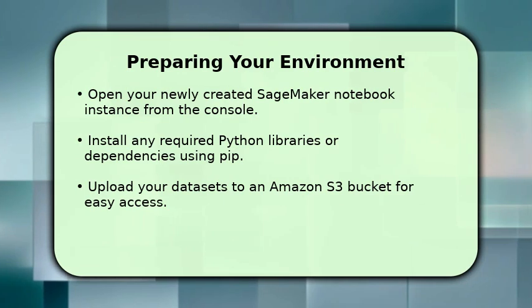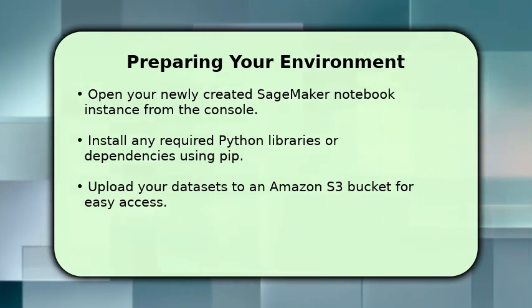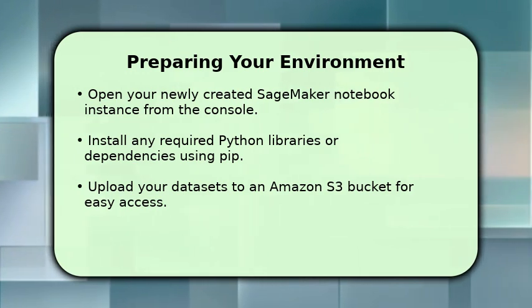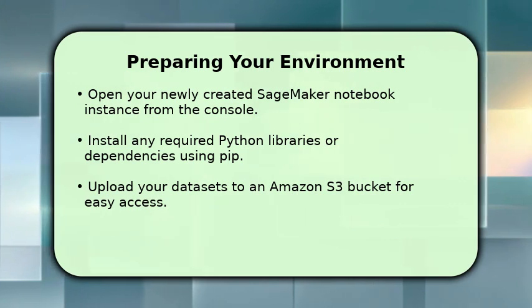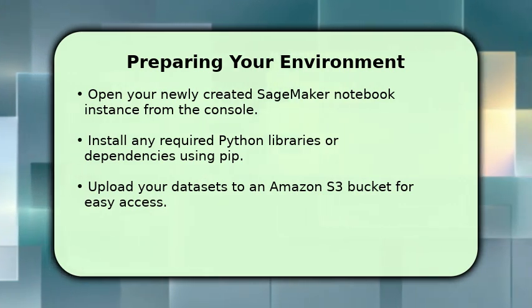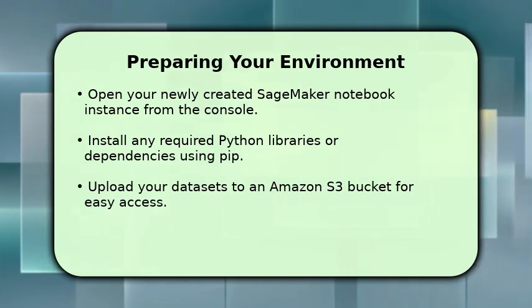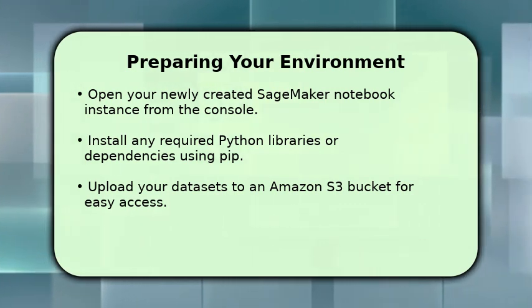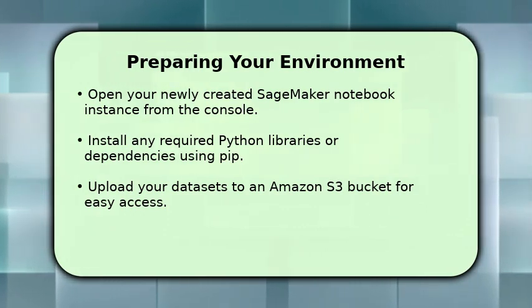With your notebook instance launched, open it directly from the SageMaker console. This is where you will write and execute your code. You might need to install specific Python libraries or dependencies using pip commands within the notebook. Ensure your datasets are uploaded to an Amazon S3 bucket. This provides scalable and secure storage. Finally, configure your notebook kernel to align with your project's language and framework needs, such as Python 3.